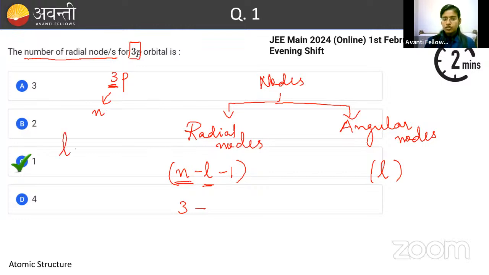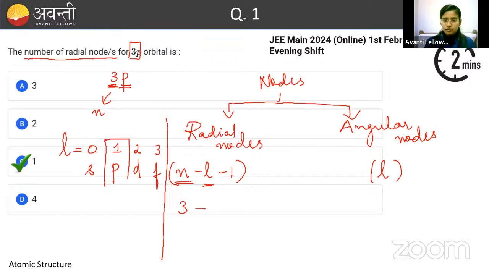if L is equal to 0, it denotes s orbital. If L is equal to 1, then it denotes p orbital. If L is equal to 2, then it denotes d orbital. If L is equal to 3, then it denotes f orbital. So this is the way to find out the type of orbital from the L value. Now here we have p orbital. P orbital means what should be the value of L? It is 1. Got it?